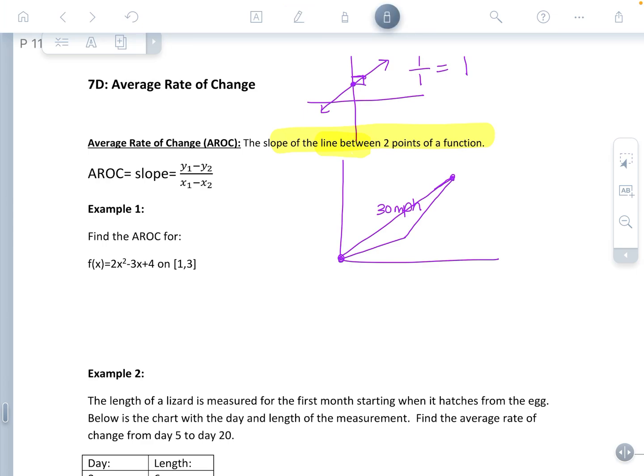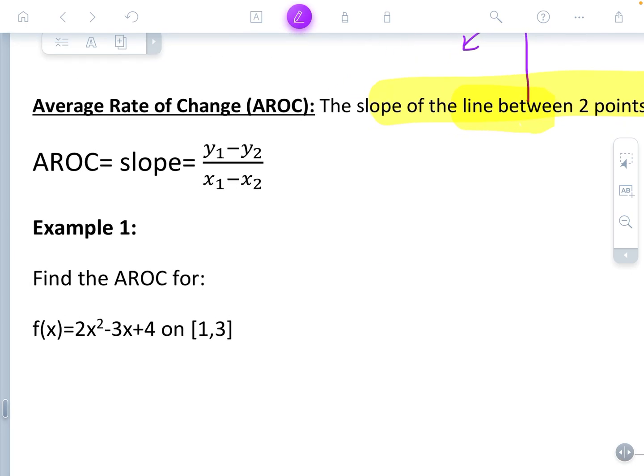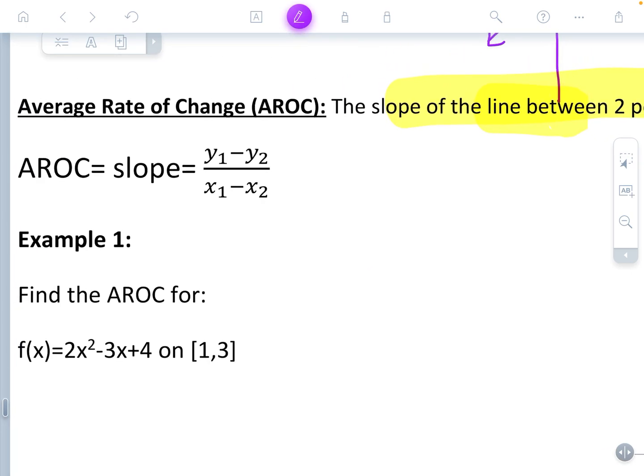Here's how you find the slope or average rate of change. You can use this formula, y1 minus y2 over x1 minus x2. The way that you remember this is yx. So you're going to put y minus y on top, x minus x on the bottom, and then you just put a 1 and a 2 on both of them like you're counting. That's how you write your formula.